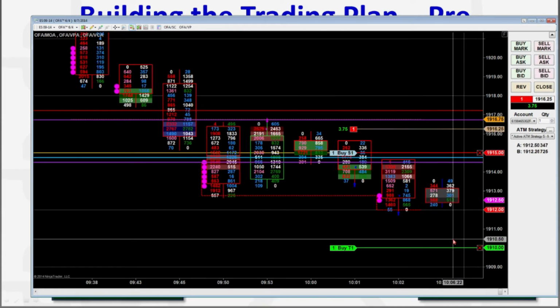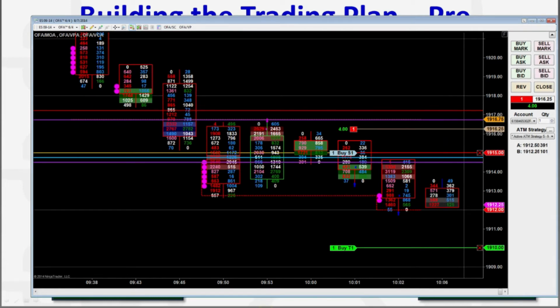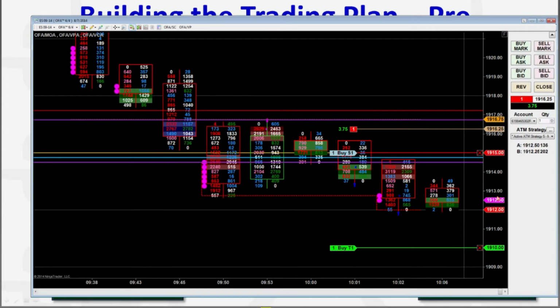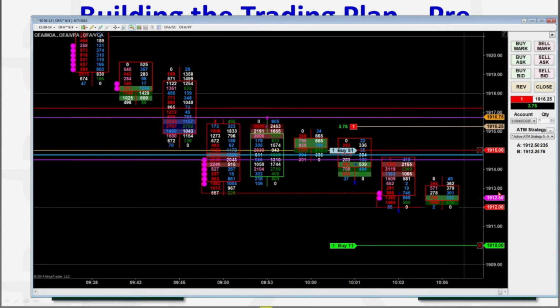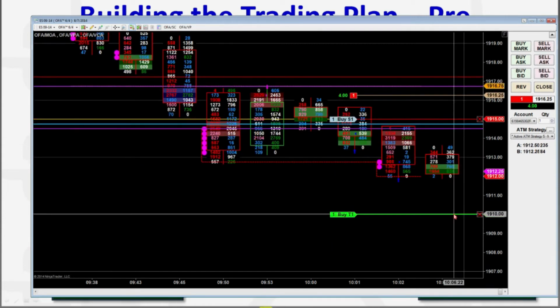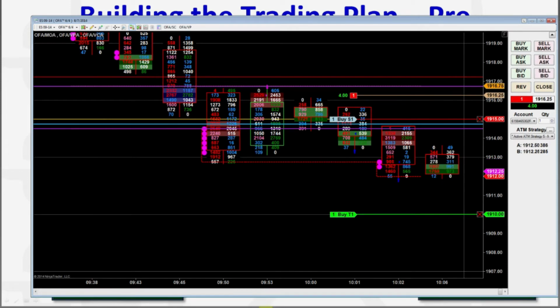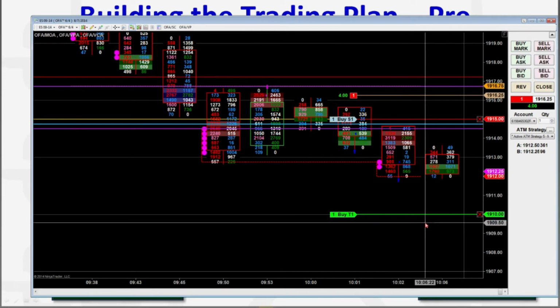Remember from yesterday, this 10, is it 10? 1075 was an issue yesterday, and I'll tell you, if price comes down through 1075 today, we've got room all the way down to 07, 06, 07, back down towards yesterday's open.